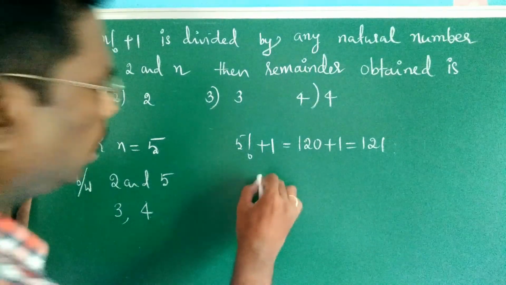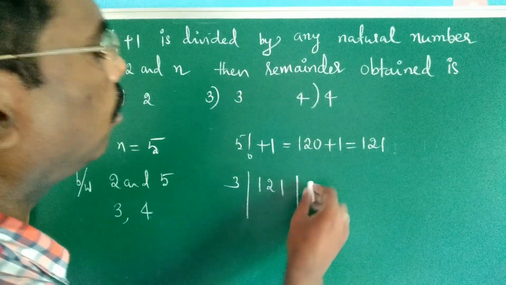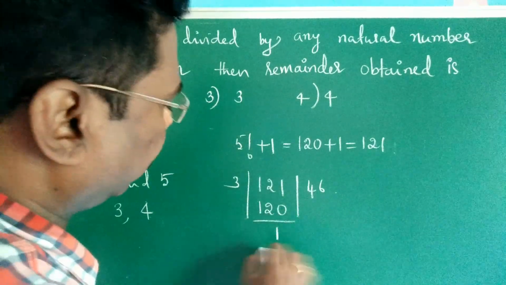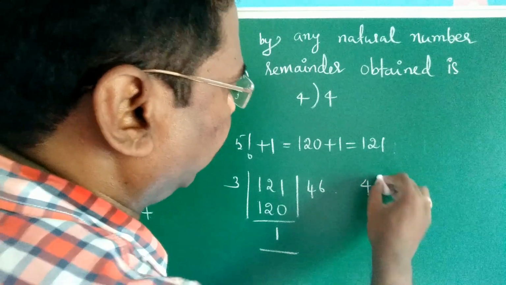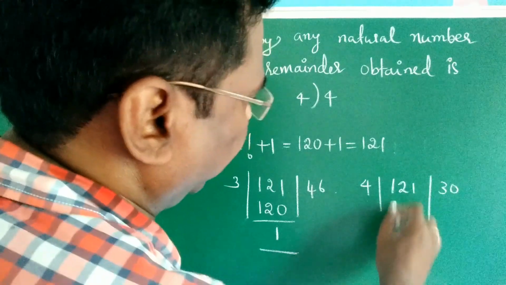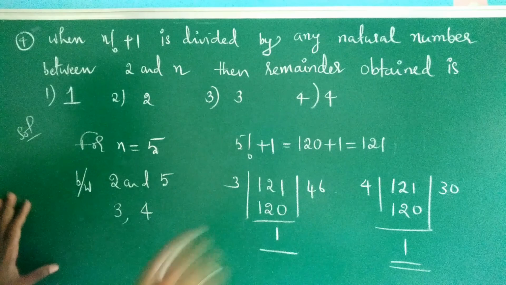Now 121 divided by 3. Now 3 times 40 is 120. Now remainder is 1. Now 121 divided by 4. Now 4 times 30 is 120, and here also remainder is 1.